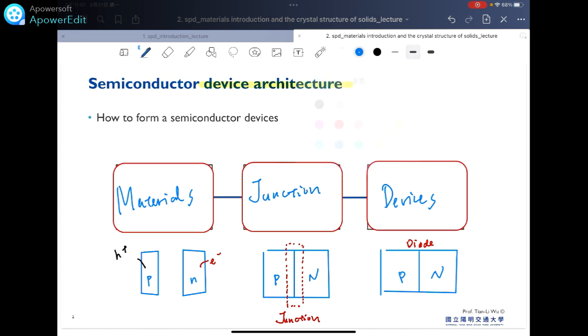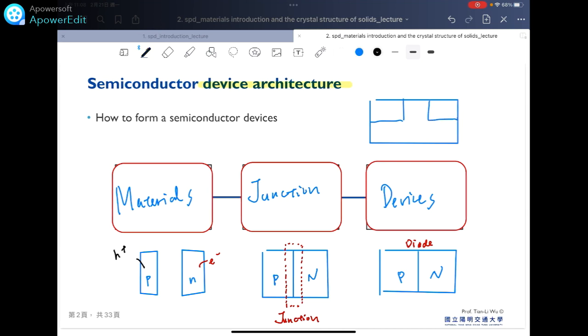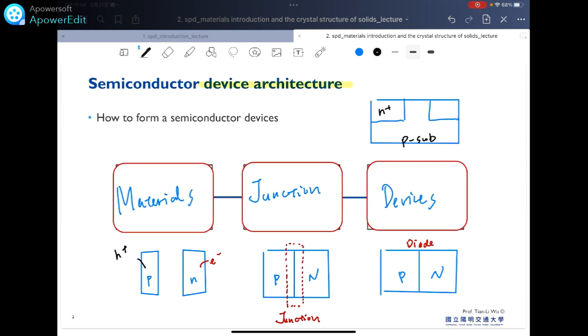But if we are looking at the MOSFET, as we have shown, this is the P-type substrate here. And we have N plus in the source, N plus in the drain. We have a dielectric, and this is our dielectric here. In the typical MOSFET, we also need to deal with the junction because there are many PN junctions here. In this case, you can see this one, PN plus. So this is also one PN junction. This is also one PN junction. This is also another PN junction.